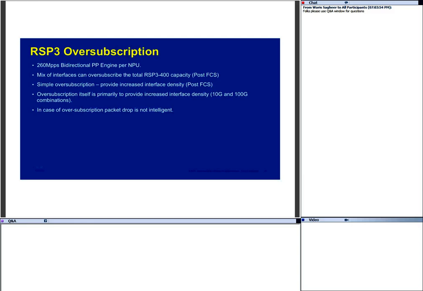So I talked about the oversubscription and how we can achieve it. The three points actually cover that. I also talked about how we do it in a non-intelligent way, so it's not going to be an intelligent way of oversubscription. I covered that previously. So I'm going to move forward to the next slide.